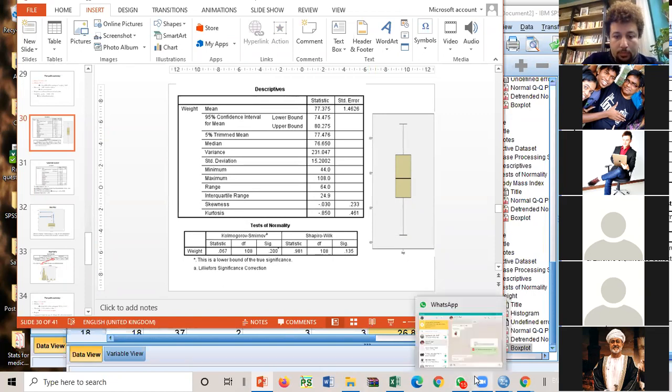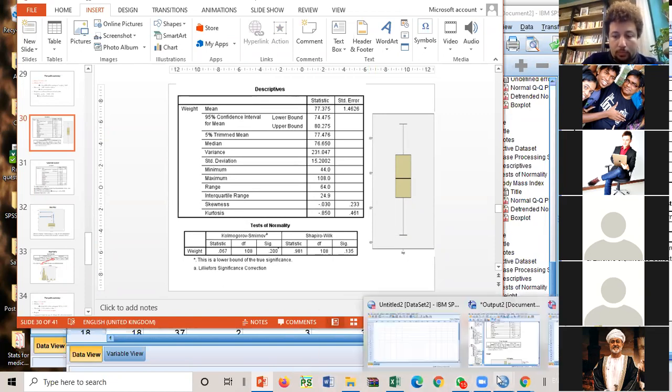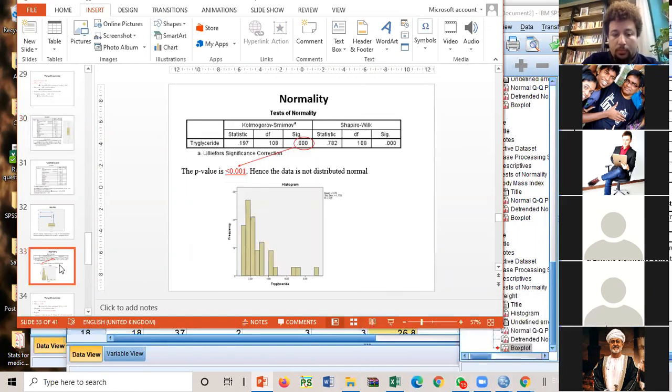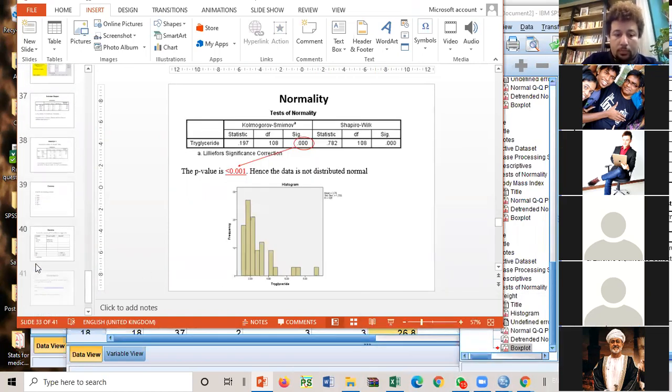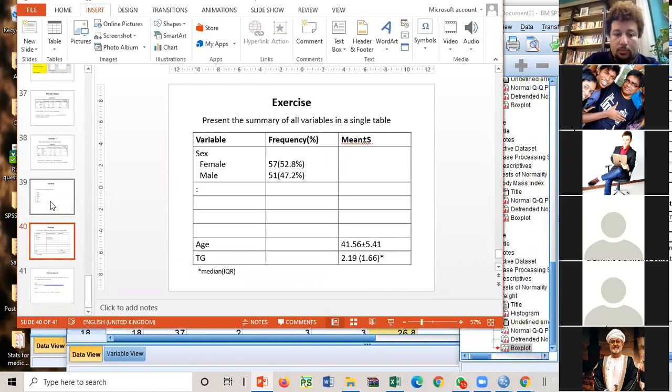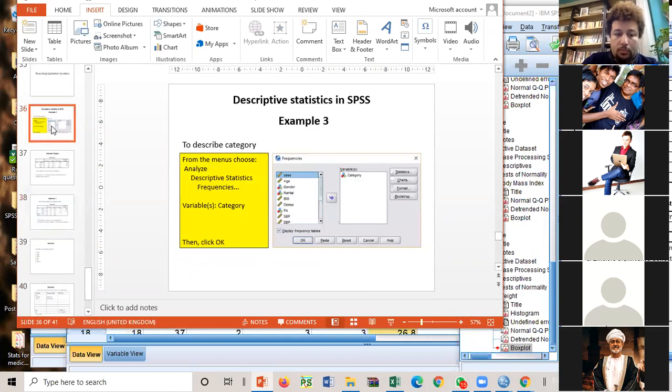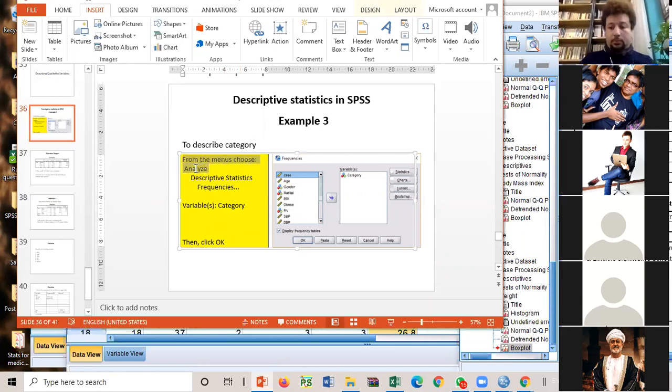Now, this is for quantitative variables. For qualitative variables, it's very straightforward. Examples are gender, job category, marital status; all these are qualitative variables. For qualitative variables, we follow these steps.